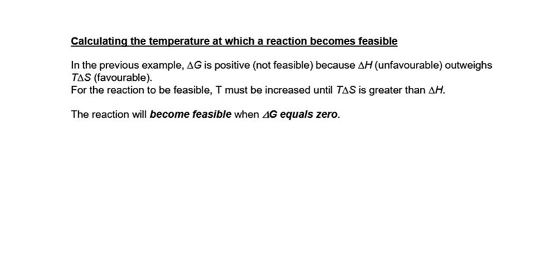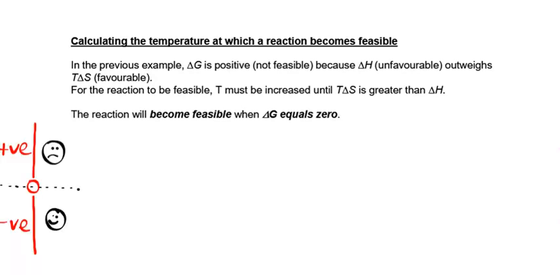You'll see a number of exam questions where they ask us to work out the temperature at which a reaction becomes feasible. Put a little diagram here. So if delta G is positive, then the reaction is not feasible, and then once delta G becomes negative, then the reaction is feasible. So really the turning point is where delta G is 0.